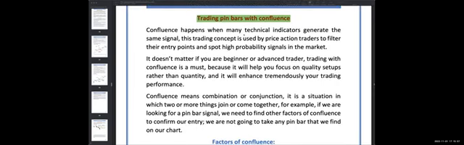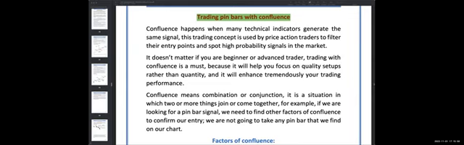Confluence happens when many technical indicators generate the same signal. This trading concept is used by price action traders to filter their entry points and spot high probability signals in the market. It doesn't matter if you're a beginner or advanced trader. Trading with confluence is a must because it will help you focus on quality setups rather than quantity, and it will enhance tremendously your trading performance.